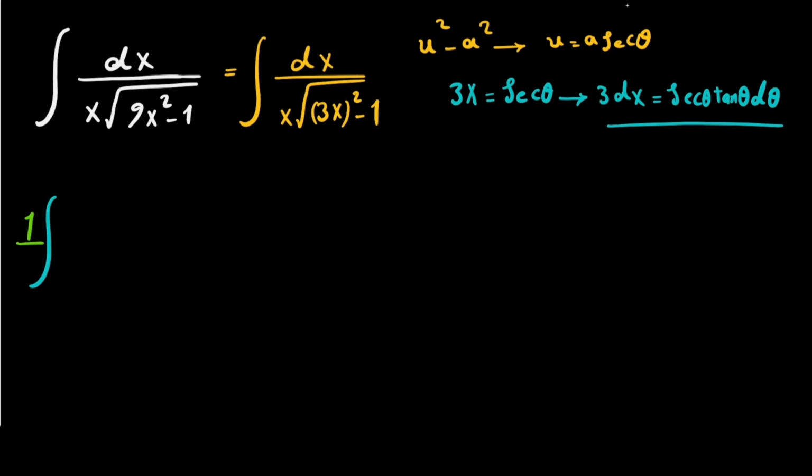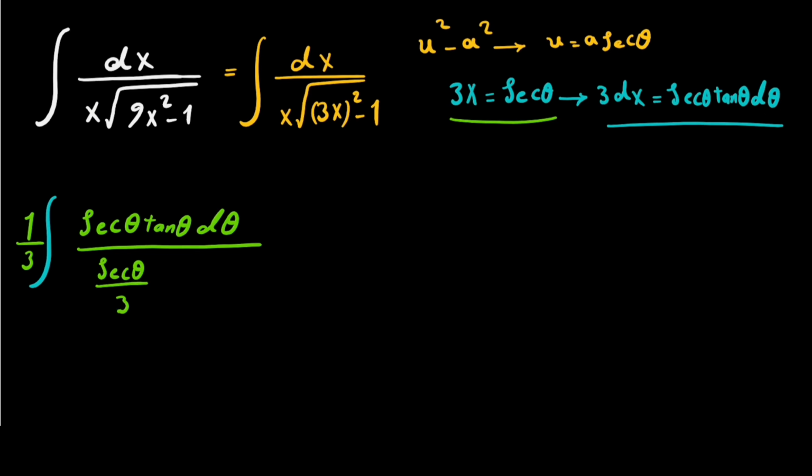So here I put 1/3 behind the integral, and I can write secant theta times tangent theta times d theta divided by, instead of x, I can use secant theta divided by 3. So let me use secant theta divided by 3 times.